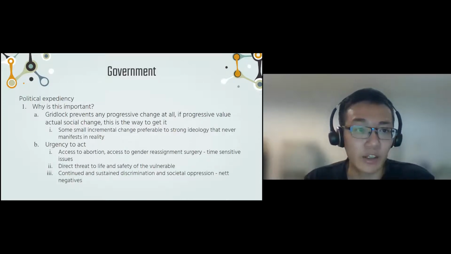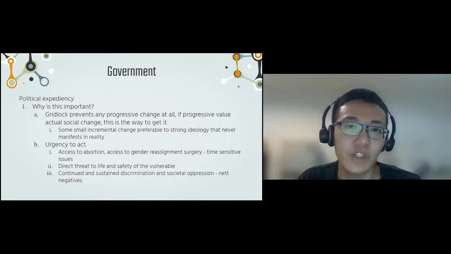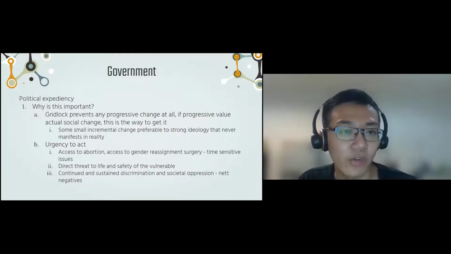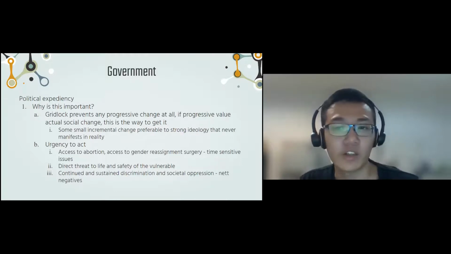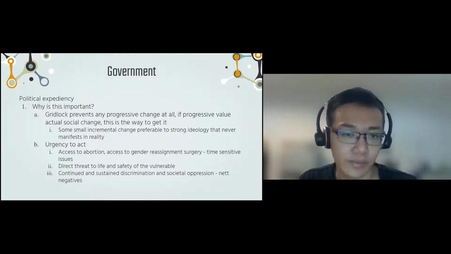The third part to the argument then is impacting the claim and explaining why this is important. So why is some change preferable to none? The first thing to say is that gridlock prevents any progressive change at all. If it's true that progressives value actual social change, this is the best way to get it and to manifest it in reality.